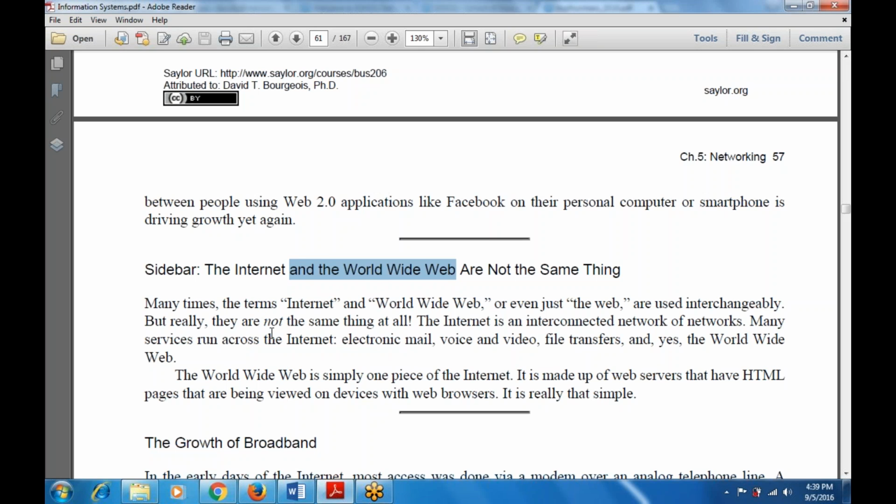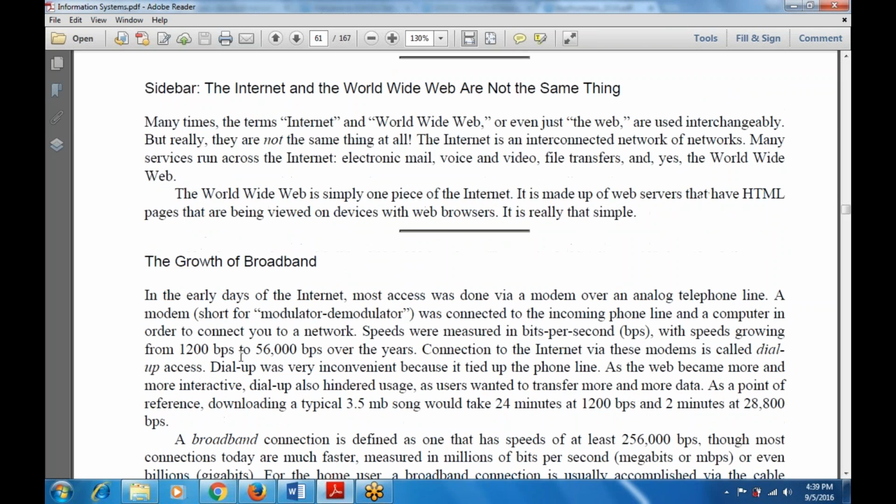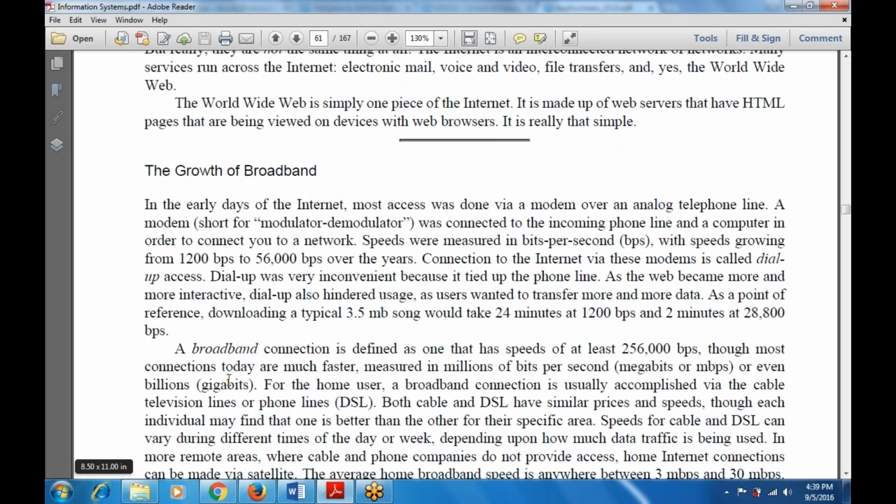The next topic is the growth of broadband. In the early days of the internet, most access was done via a modem over an analog telephone line. That means we are using a modem.